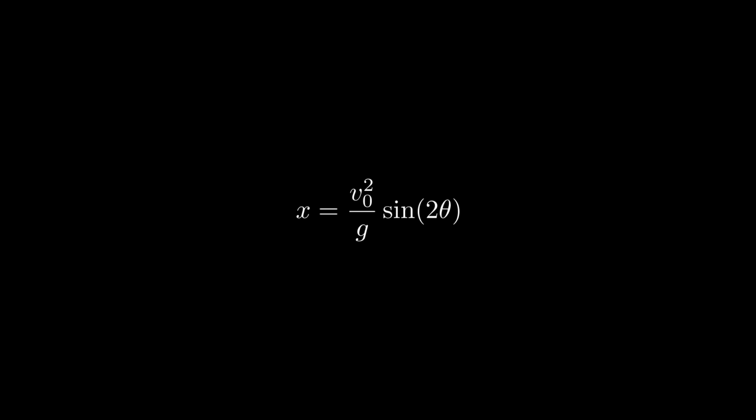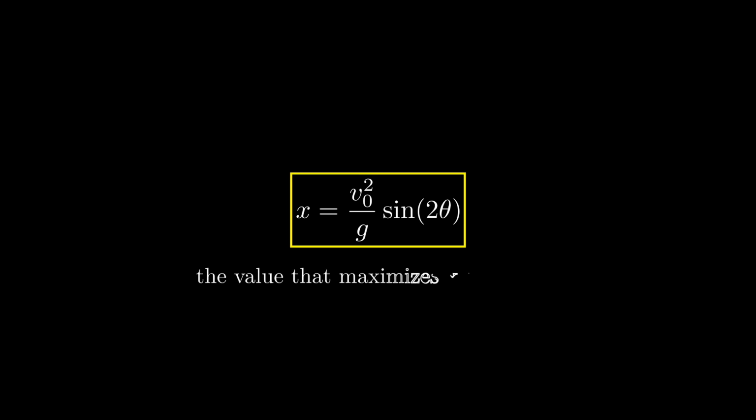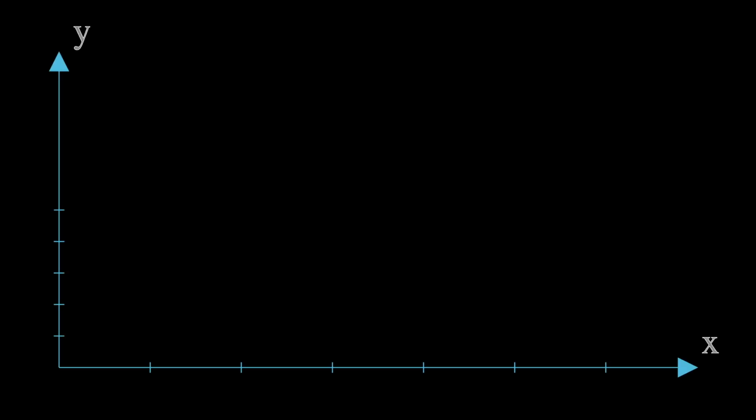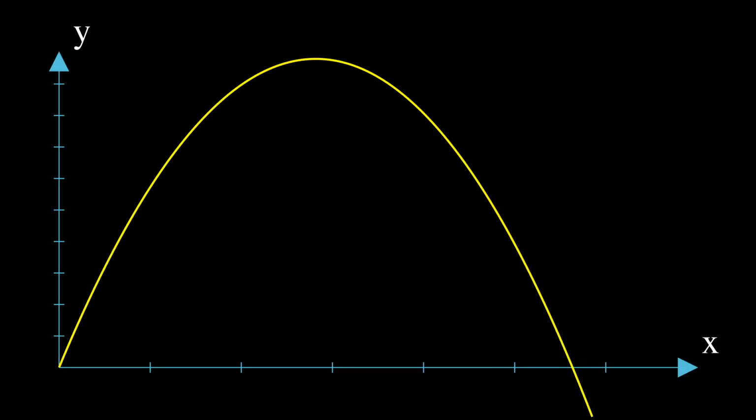This equation shows that, in the ground level case, two quantities are fundamental: the initial speed and the angle. In this case, since the sine is a periodic function, its maximum value is 1, and we obtain it by putting theta as 45 degrees. This is a visual representation of such motion.